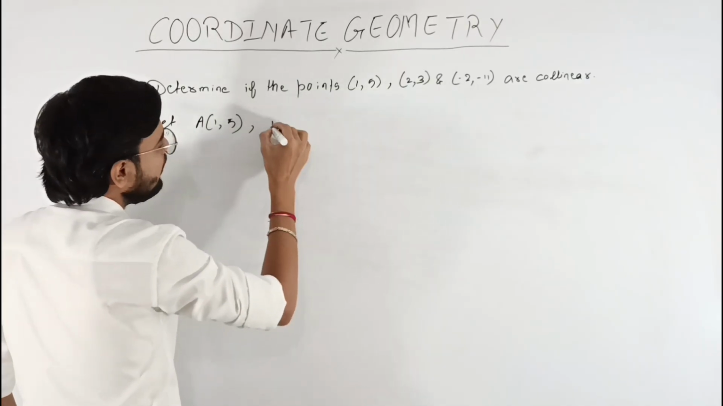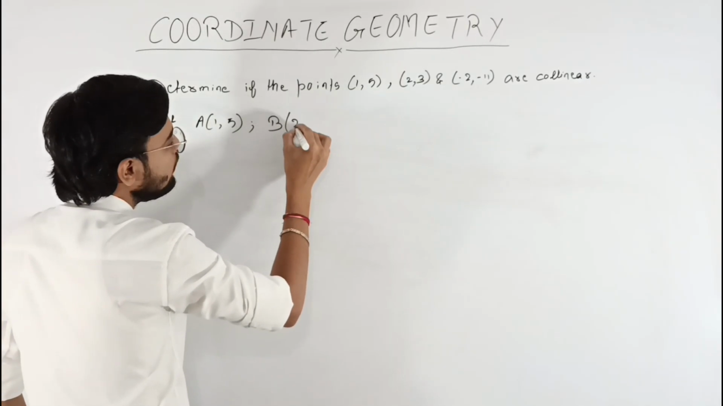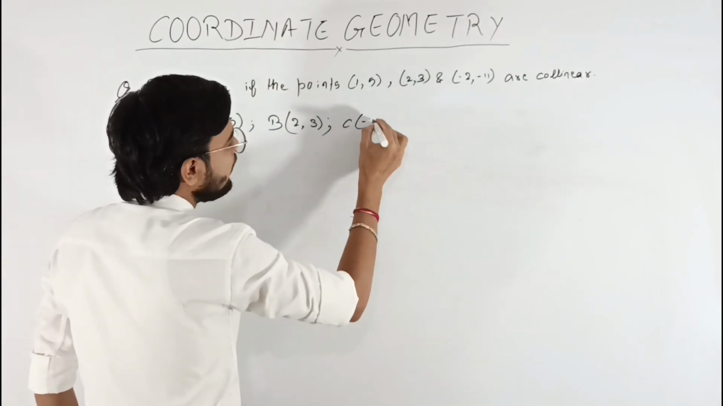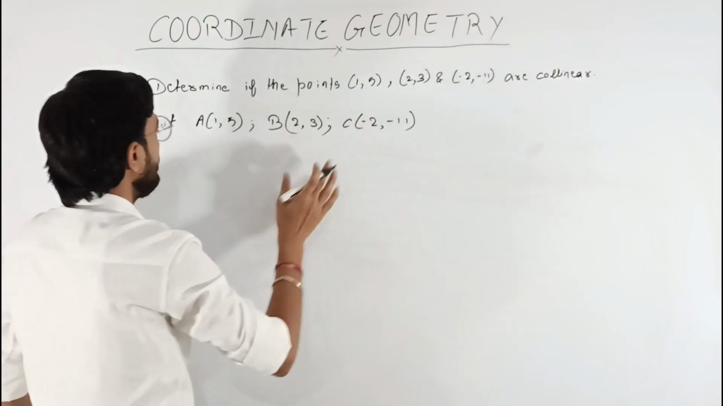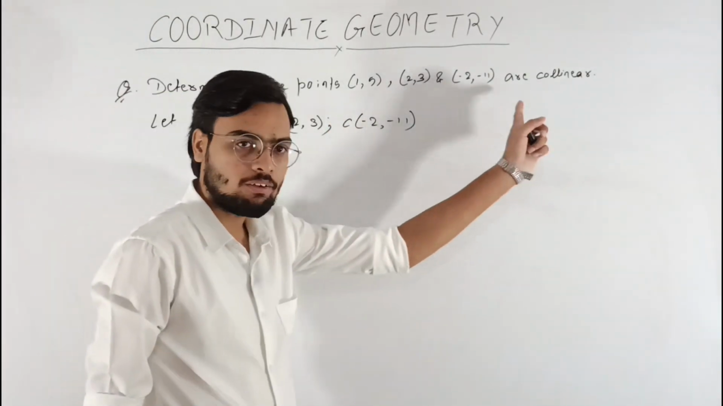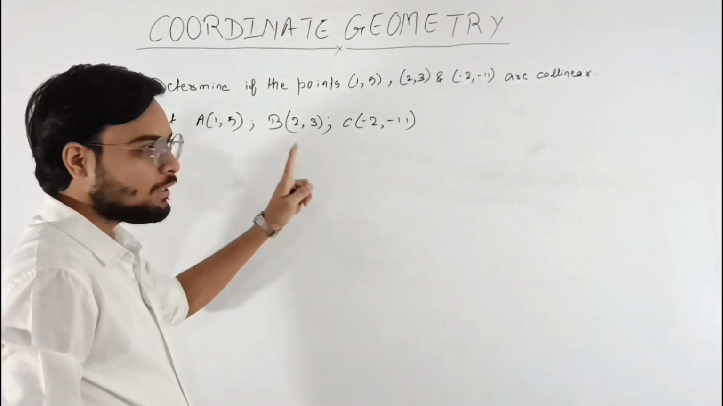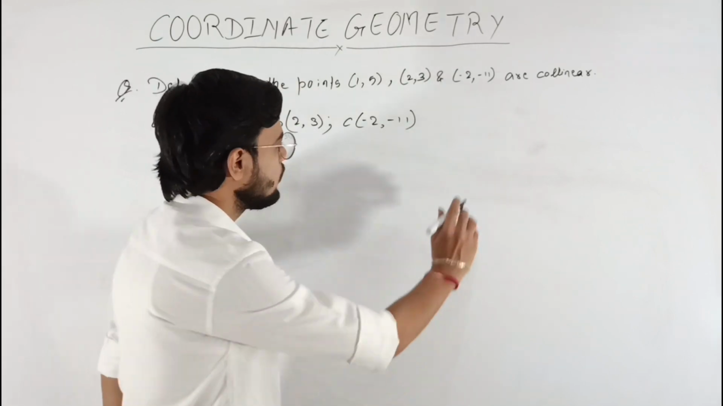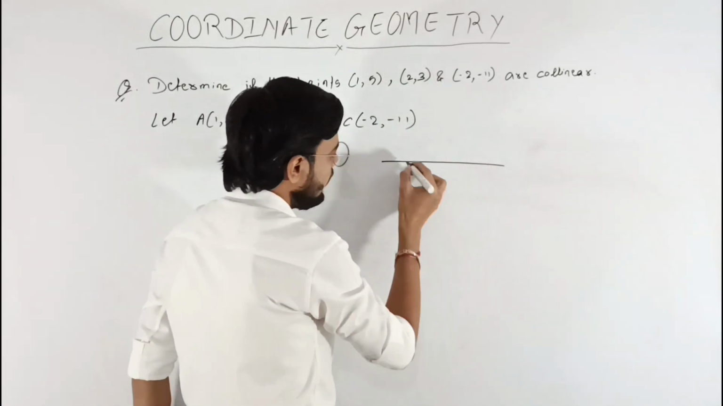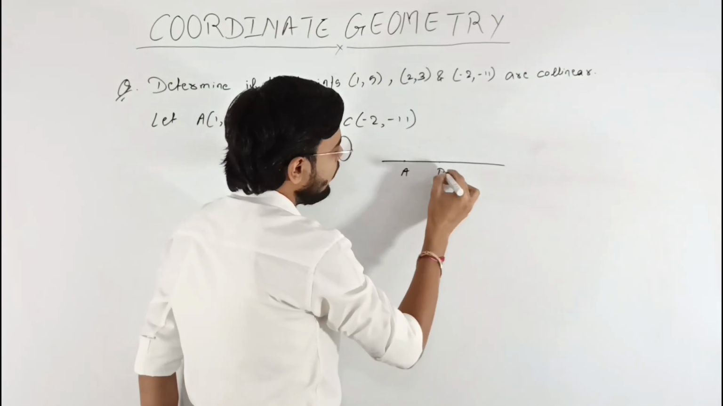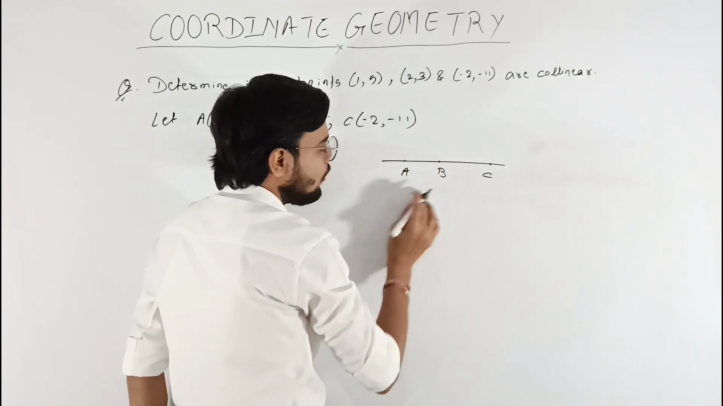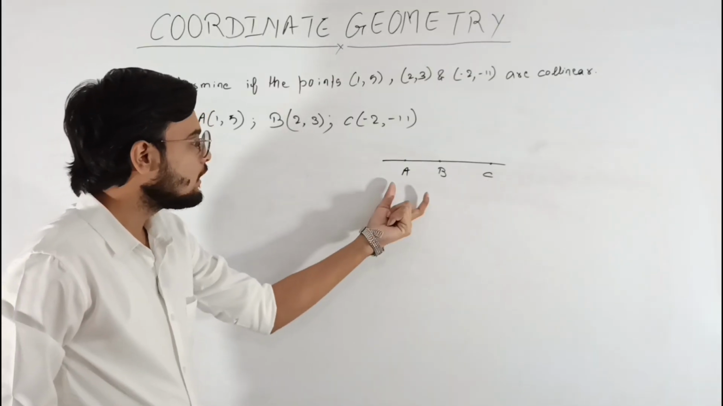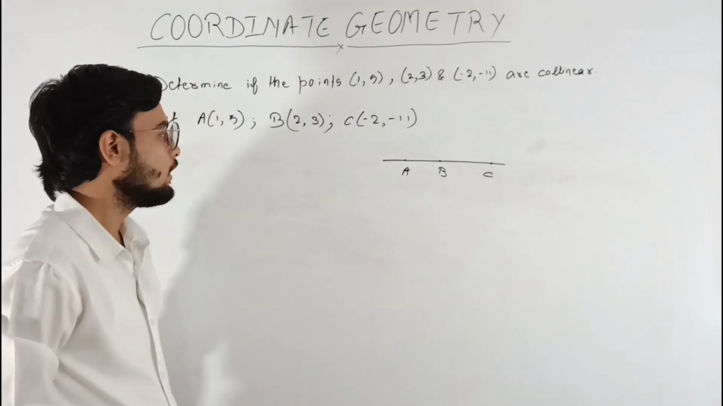Now this point (2, 3) we name it point B, and the third point (-2, -11) we name it C. Now look, what is collinear? If these 3 points A, B and C lie on the same line, then we say these 3 points are collinear. So look here, this is one line, and point A, point B and point C, these 3 points lie on the same line, so we say that these 3 points A, B, C are collinear.